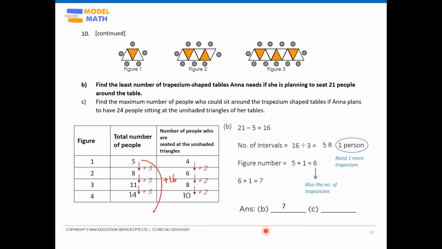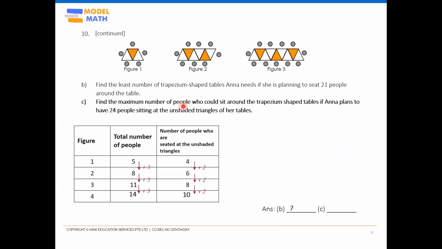Now let's go on to part C. Find the maximum number of people who could sit around the tables if she plans to have 24 people sitting at the unshaded triangles of her tables. So this time the 24 people, we are interested in those seated at the unshaded triangles, which means that on my table here, I should be looking at this column.